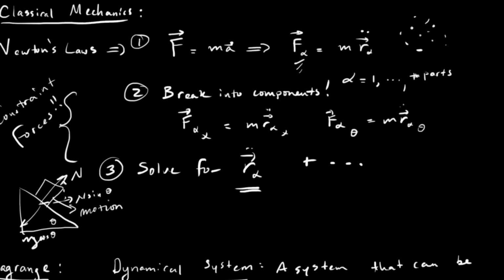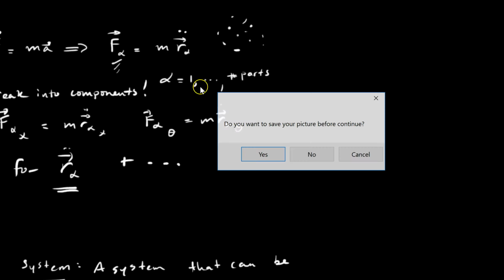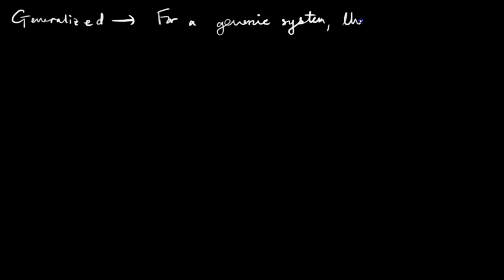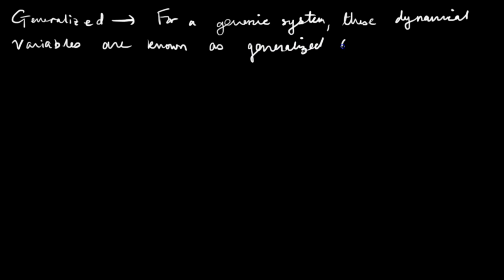Now, let's keep going. Let me make a new page actually. So what do we have? We have dynamic systems, dynamic variables, degrees of freedom. Degrees of freedom is the number of variables we need. So we can generalize this. For any generic system, these dynamical variables are known as generalized coordinates.